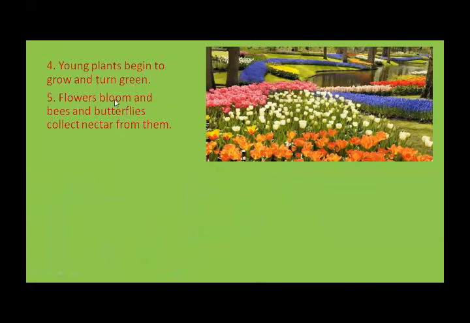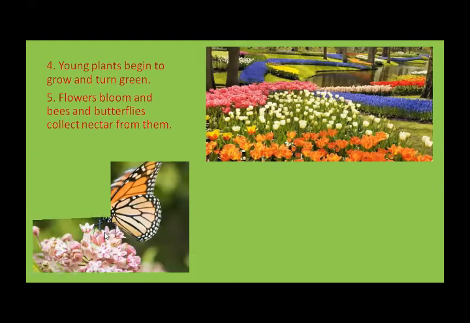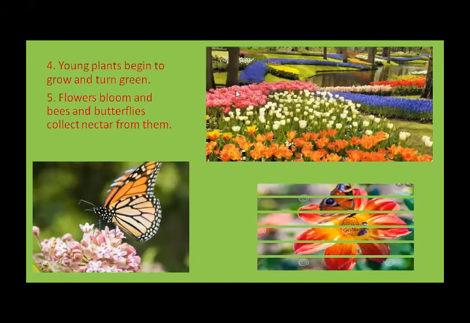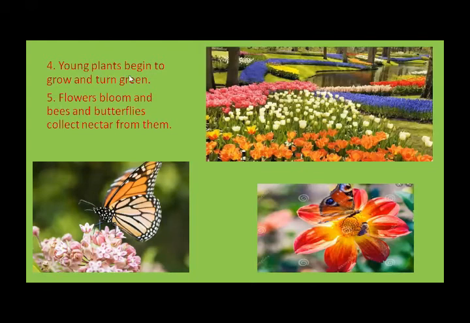Okay, the flowers bloom and the bees and butterflies collect nectar from them. In the spring season, new plants, new leaves, new birds grow, new flowers bloom. Beta, the flowers bloom in the garden, in the park, and everywhere. And the flower blooming makes this season very beautiful.